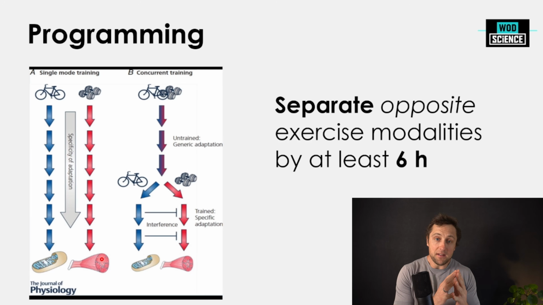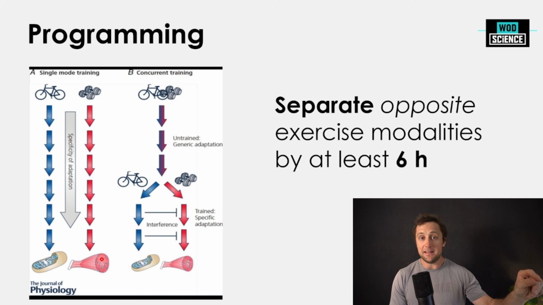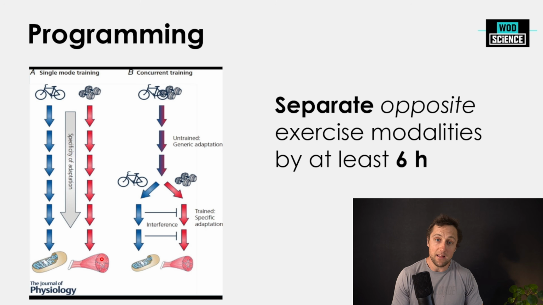In my opinion, there's a couple of papers also included in the video I just talked about, that show that if you can separate opposite exercise modalities by at least 6 hours, you are probably having the highest chances of decreasing the interference effect. So for example, again, if you want to do skill and strength in the morning, and then do your conditioning and CrossFit style workouts in the evening or the next day, if you are training just once a day.